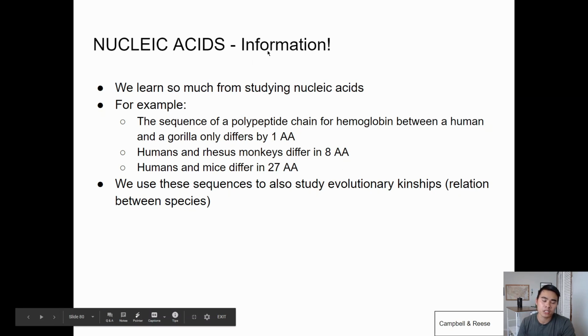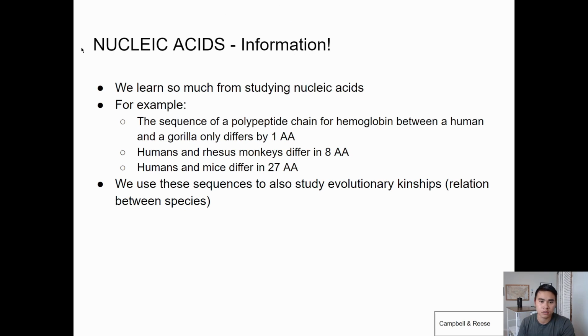So we get information from looking at nucleic acids. We learn a lot by studying nucleic acids. For example, we can study the relationship between different species, different animals. We can determine our relation to others. Remember when I was talking about proteins, the insulin of a cow is very similar to human insulin. We learned that through studying the nucleic acids.